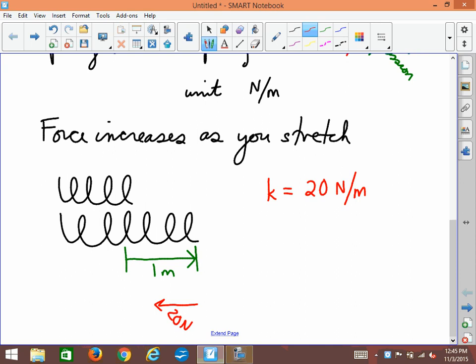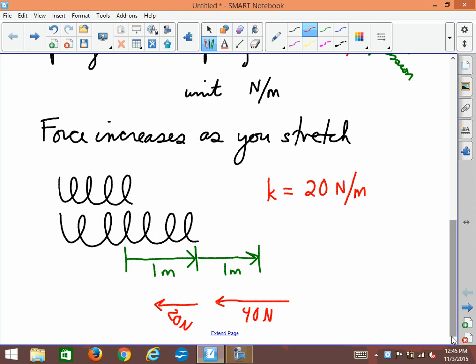Now guess what would happen if you stretch that spring yet again a further meter? Now you are 2 meters away from your original position. Well, guess what? At this point, the force would be 40 newtons, because the spring constant is 20 newtons for every meter of stretch. And so the force is continuously increasing.